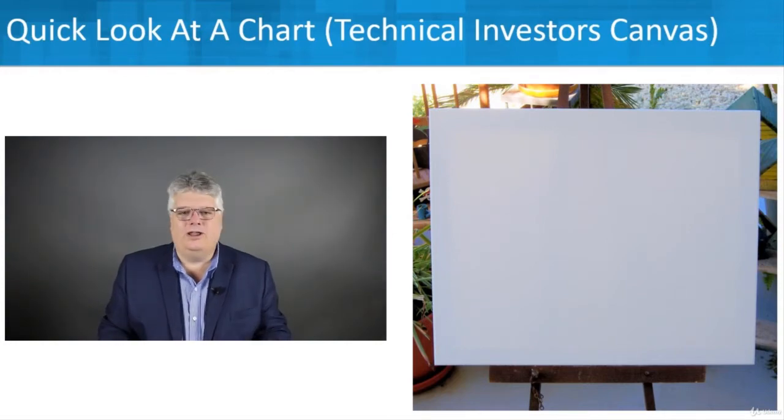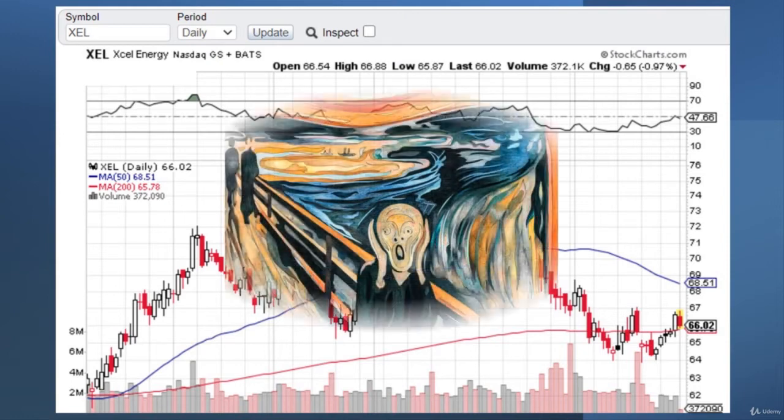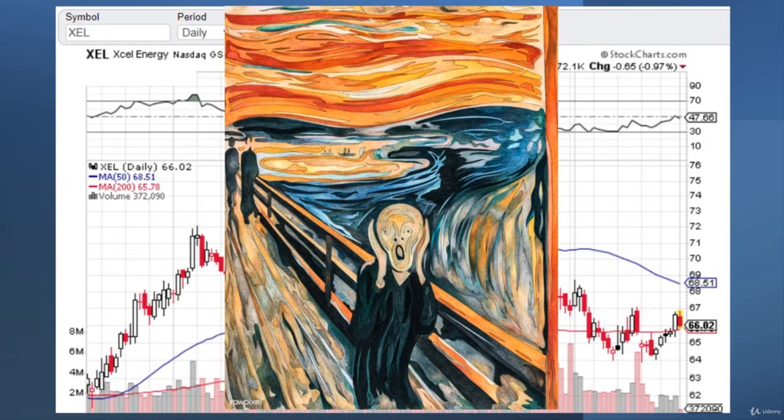So let's look at a chart here. This happens to be for a company called Xcel Energy. But it could be a chart for Bitcoin or anything. It could be any kind of chart, but I happen to use this one for demonstration purposes. Now, first you might look at this and scream and say, that's a lot of information. I have no idea what's going on. Seems pretty complex to me. Don't worry about it. We're going to walk right through all the different components.